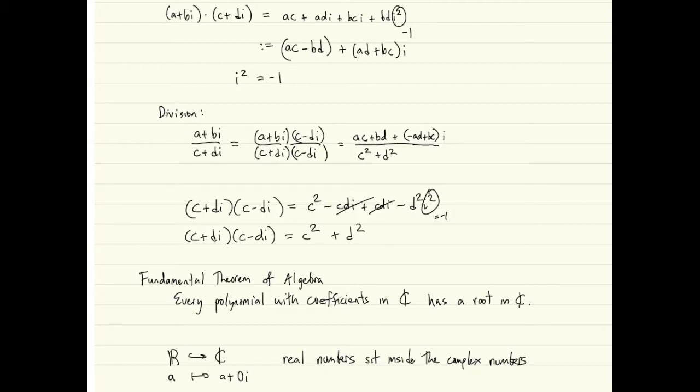Now, the fundamental theorem of algebra states that every polynomial with coefficients in the complex numbers has a root, or a zero, in the complex numbers. And this is a very difficult theorem to prove, although there is a very quick proof using complex analysis. We probably won't see a proof in this course, but okay. Now, the real numbers sit inside the complex numbers as the numbers with imaginary part 0. So if a is a real number, you can think of it as a complex number a plus 0i.